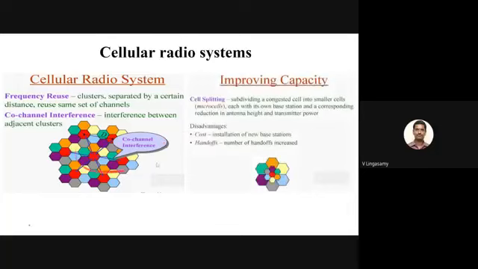Next, in order to avoid that, we can further expand this approach by making it smaller. How can we do that? By cell splitting, by making micro cells. The problem here is that the cost of installation of new base stations will be high, because you have to install multiple base stations. This is called a macro cell, and this is called a micro cell, or we can say small cell. Only to cover this particular area, we are having 7 cells, which require 7 base stations.